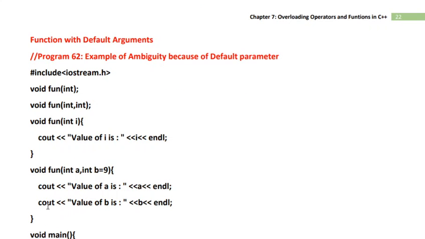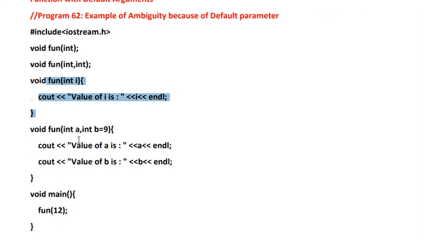Now, ambiguity because of default argument. Let us consider a situation where I have two functions that are capable of returning integer, and one is capable of taking one integer parameter, and the other one is capable of taking two integer parameters. Right? Now here, just see, I have a version of the function being defined that's capable of displaying the value of i, and a version of fun being defined that's capable of printing the value of a.